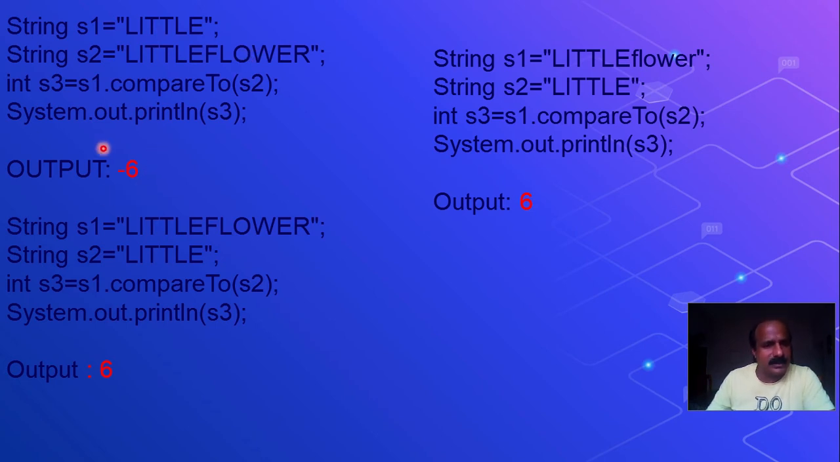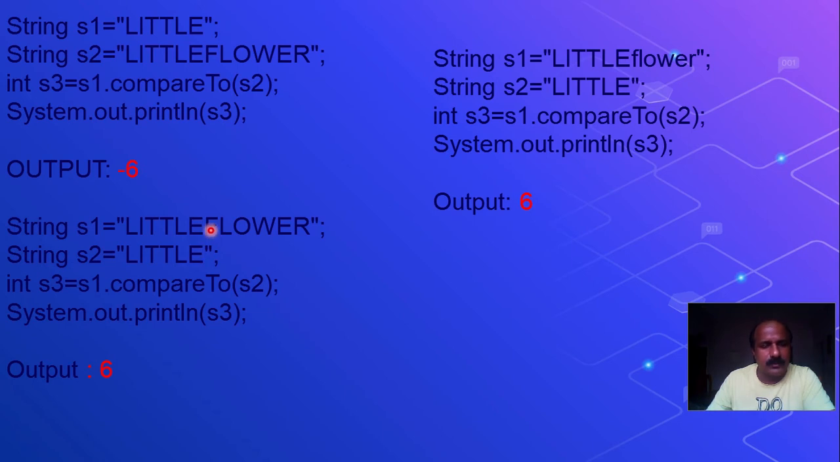Now let us see another example. "little flower" and "little", S1 dot compareTo S2. In this one, what we have done is just the opposite. The first string is the lengthy string, "little flower". The second one is small. Now the comparison is going on. Is there any difference in this character? No. This one? No. This one? No. And here the comparison, E and E? Yes, both are same.